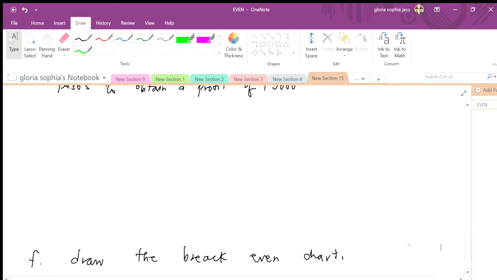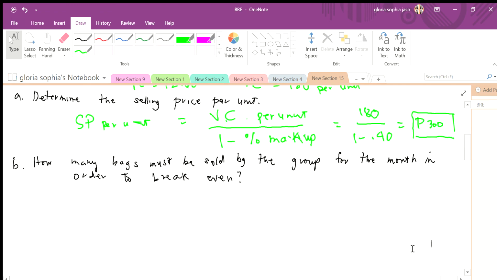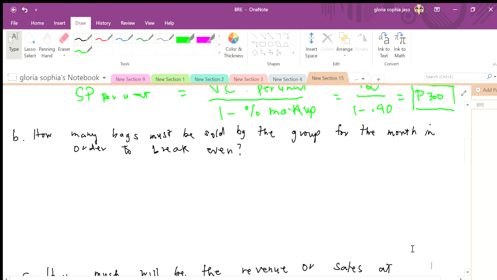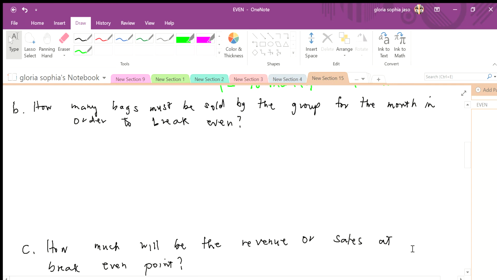So, next question. How many bags must be sold by the group for the month in order to break even? In letter B, we are asked to solve for the break-even point. To solve for the break-even, first, we have to set up the fixed cost, total cost, and the revenue cost. So, let's set up.